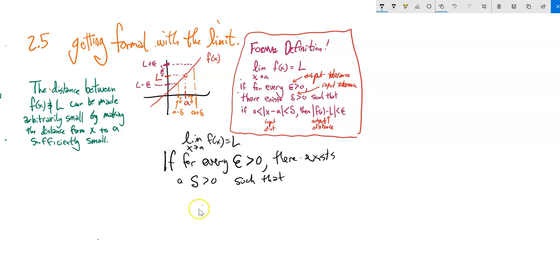Okay, notice we have the same initial setup. The limit as x approaches a of f of x is L, if for every epsilon greater than 0, there exists a delta greater than 0 such that, and now I'm going to start with that same premise, and I have a left-hand definition and a right-hand definition. So the only difference here for the left-hand would be as x approaches a from the left-hand side, and the right-hand side will be similar.